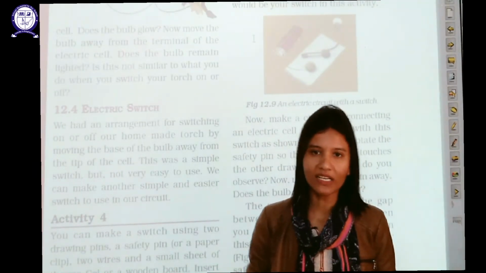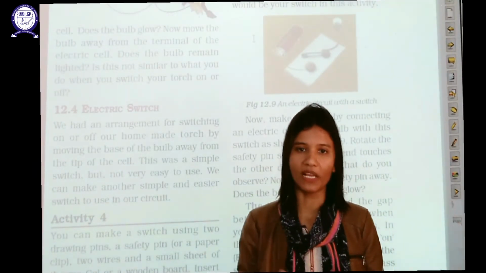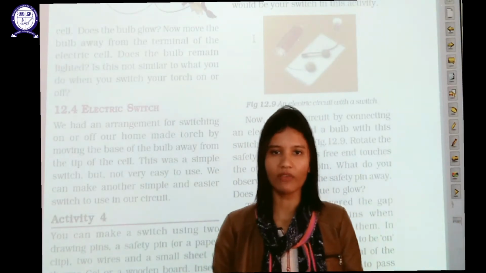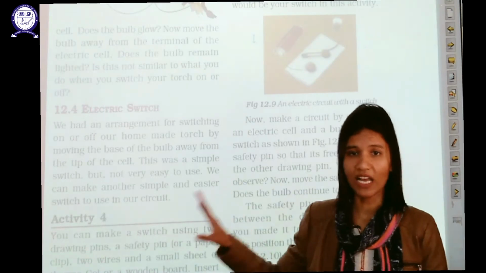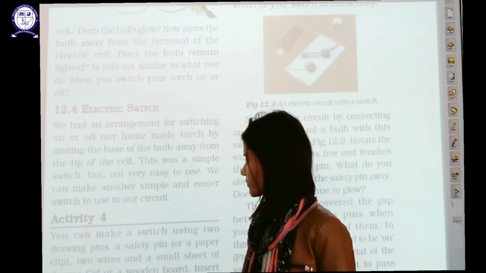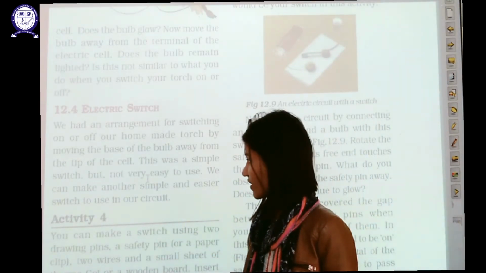So what is the use of that switch? Switch is used for breaking and making of the circuit. We can control the entire circuit with the help of a switch. Okay. Now let us study activity number 4.